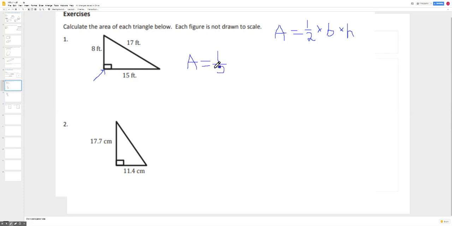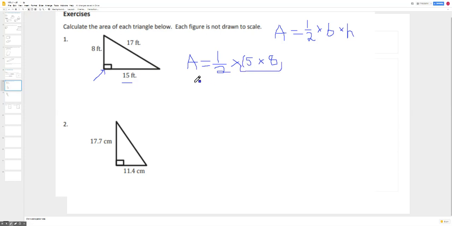So area equals 1/2 times the base. Now I'm just going to leave the units out. I'm just going to go ahead and write the numbers in, which is 15, and then times the height, of course, is 8. So I want to go ahead and do the multiplication. Well, I can multiply left to right if I wanted to, but the multiplication of 1/2 and 15 isn't good. So I'm going to go ahead and multiply these two together.